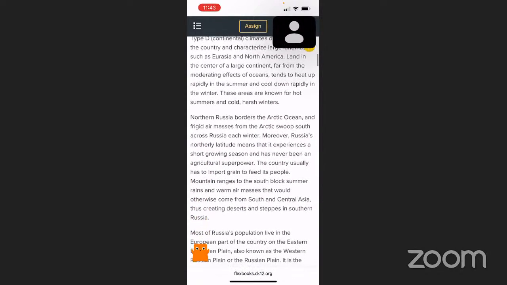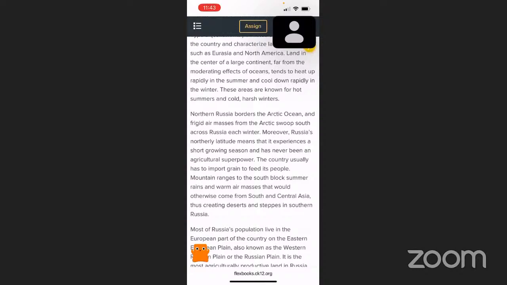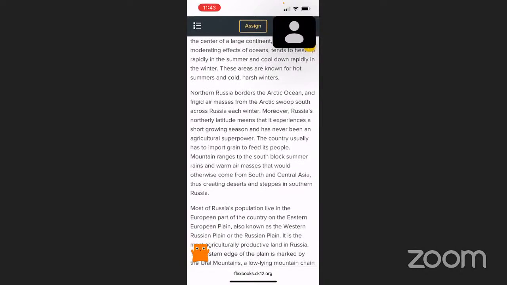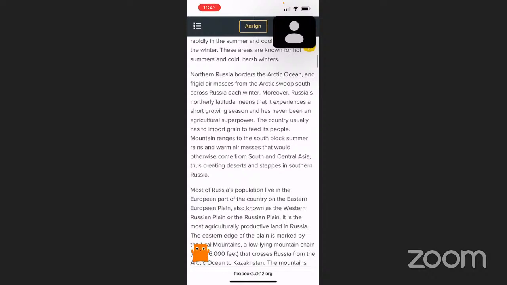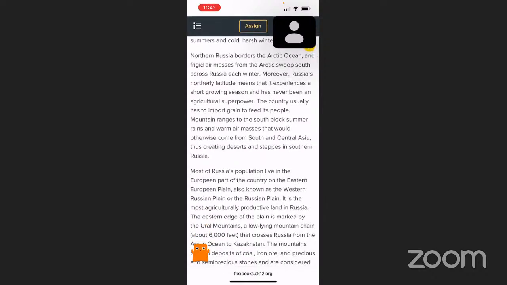Okay. Northern Russia borders the Arctic Ocean, and frigid air masses from the Arctic swoop south across Russia each winter. Moreover, Russia's northerly latitude means that it experiences a short growing season and has never been an agricultural superpower. The country usually has to import grain to feed its people. Mountain ranges to the south block summer rain and warm air masses that would otherwise come from South and Central Asia, thus creating deserts and steppes in southern Russia.